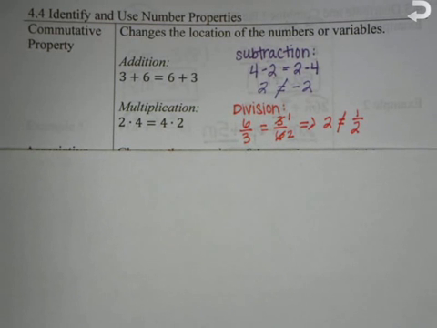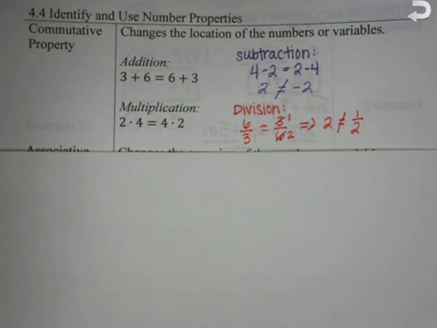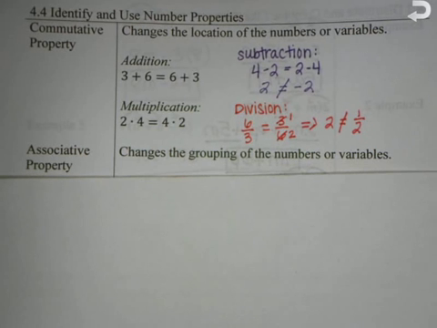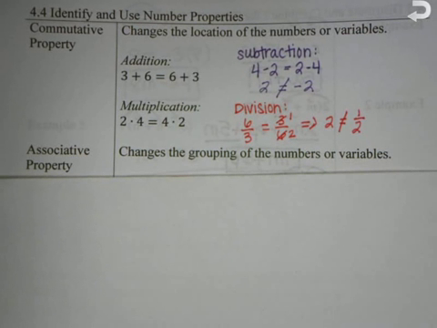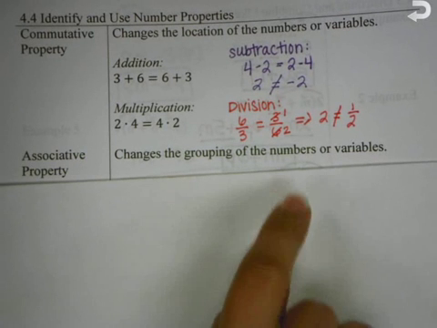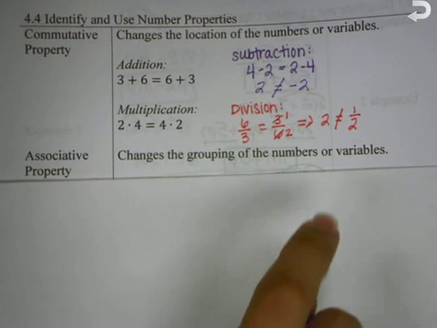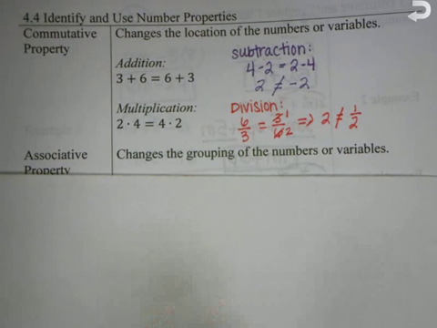Alright, so the next one is the associative property. If I say that Marissa and I associate with each other, what does that mean? It means we talk to each other, we hang out with each other, right? So the associative property has to do with the grouping of numbers and variables. Who's hanging out with who? So that means that we are working with parentheses.